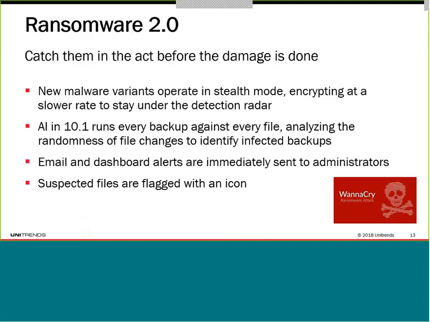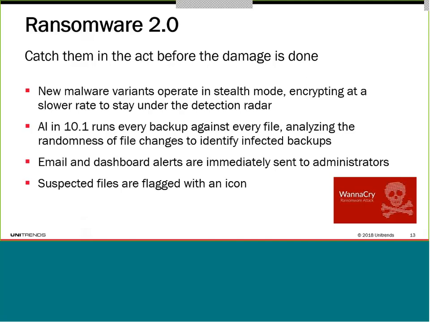And so what we have done with version 10.1 is we have included artificial intelligence that now runs against every single backup, against every single file. So every backup you run, ransomware detection is scanned against every single file. And what we do is we understand the footprint that ransomware can create in a file, the change rate.